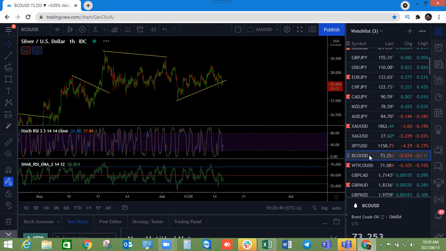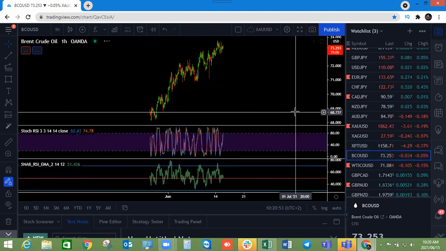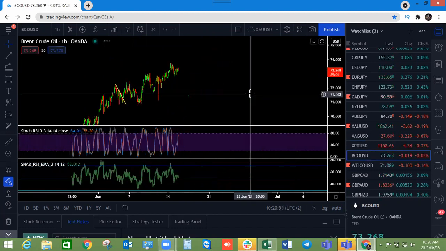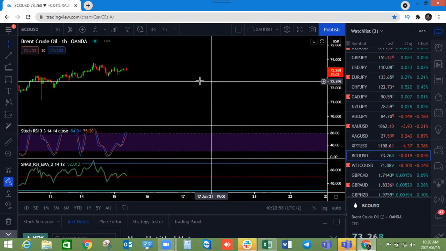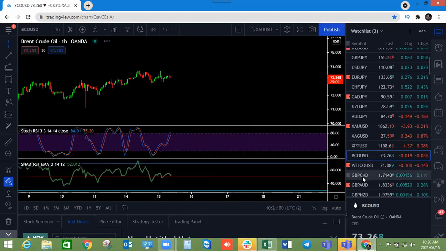Brent crude continues to push up higher. No deeper correction as yet, but it will be coming soon.